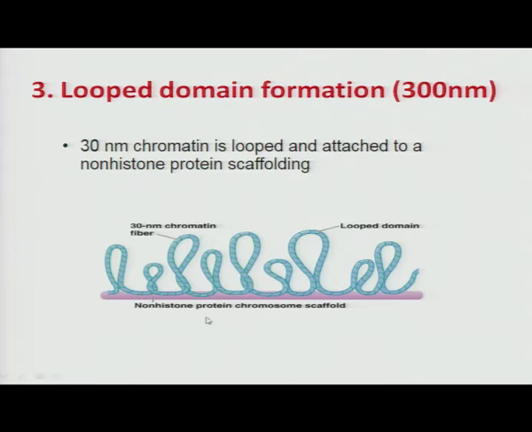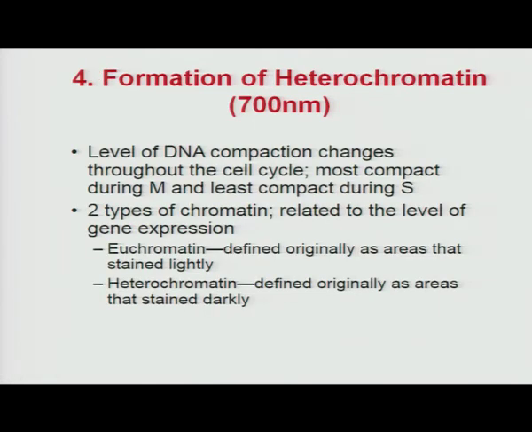You can see in the slide, these 30 nanometer chromatin fibers with the help of non-histone protein get further coiled to form loop domains and reduce the size of the DNA, and the size of this particular structure is 300 nanometer. Next to this, the 300 nanometer fiber gets more condensed to form heterochromatin of 700 nanometer.